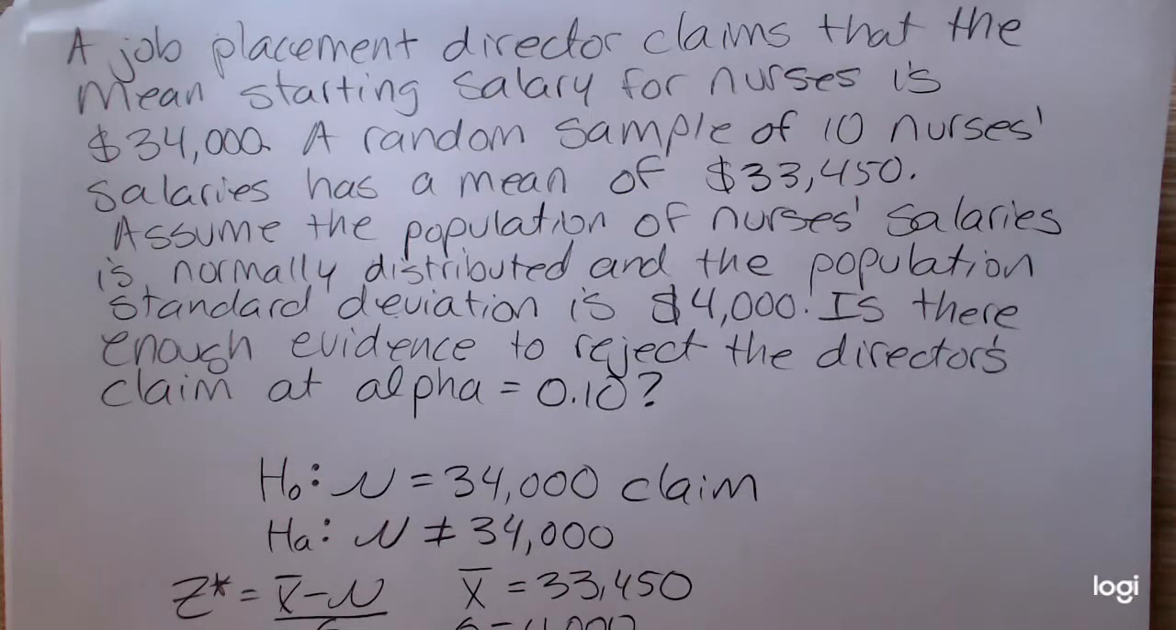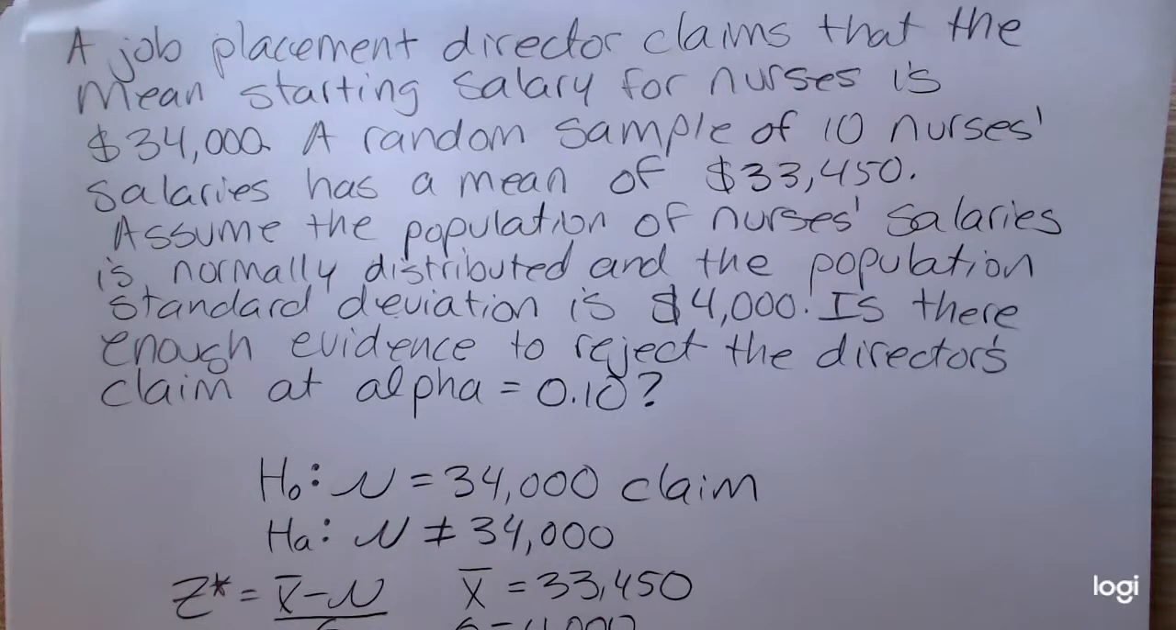This is an example of a hypothesis test for population mean when sigma is known. A job placement director claims that the mean starting salary for nurses is $34,000. A random sample of 10 nurses' salaries has a mean of $33,450. Assume the population of nurses' salaries is normally distributed and the population standard deviation is 4,000. Is there enough evidence to reject the director's claim at alpha equal 0.10?